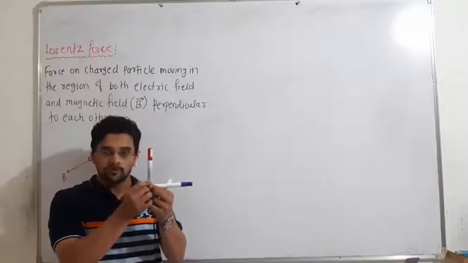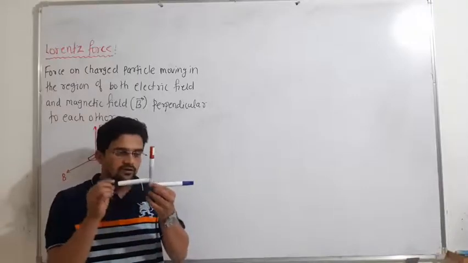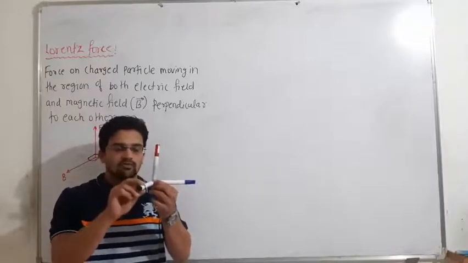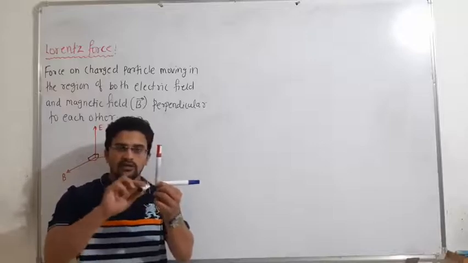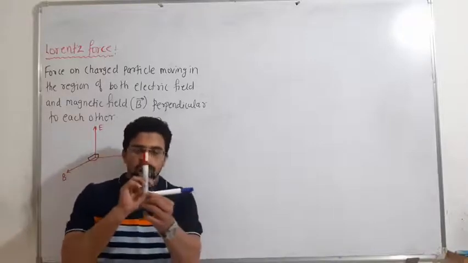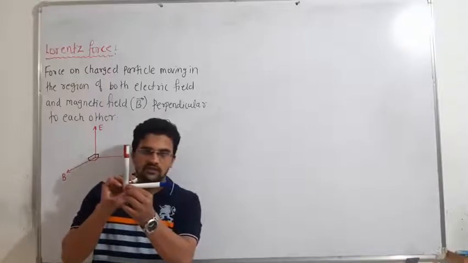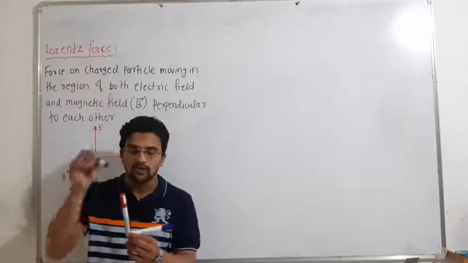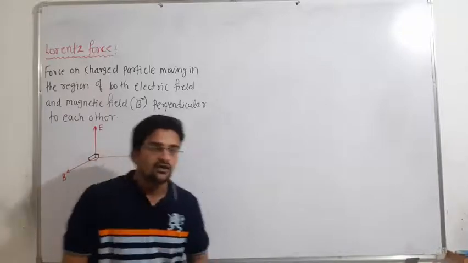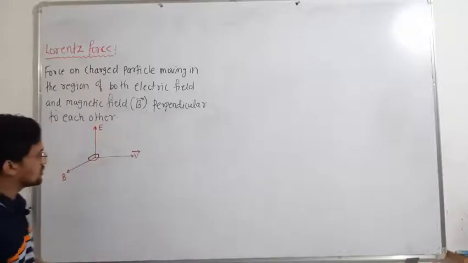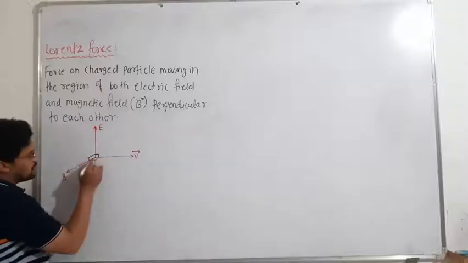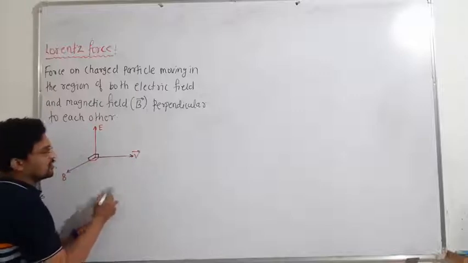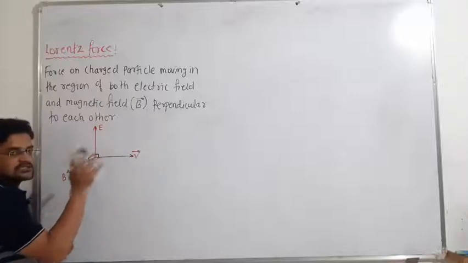Both the fields must be perpendicular. Here this is the electric field and this is the magnetic field. Then if the charged particle is moving in this direction, perpendicular to both the fields, it will experience the force due to the electric field as well as the magnetic field. That force is known as the Lorentz force. So if this is the electric field and this is the magnetic field, and the charged particle is moving in this direction, the total force acting on it is the Lorentz force.